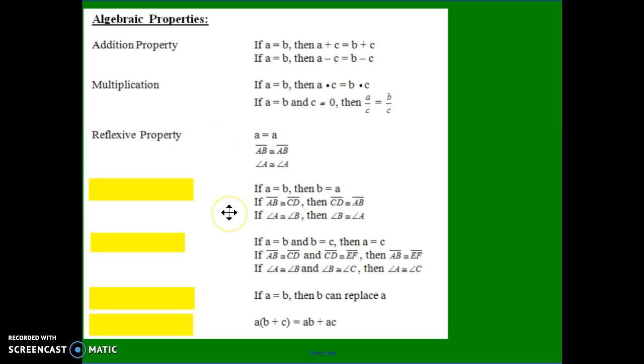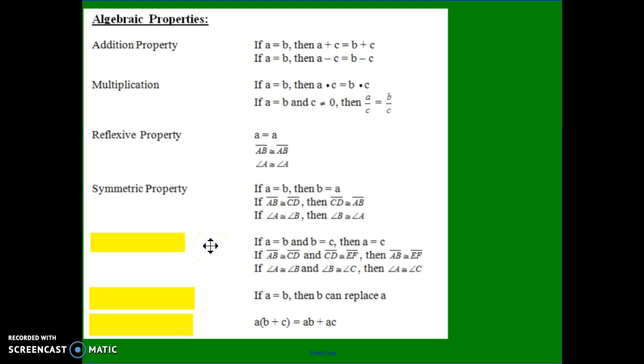The next one, if A equals B, then B equals A. Or if one line segment equals another, you switch around, it's still the same thing. This is called the symmetric property. So it doesn't matter which one you put first.